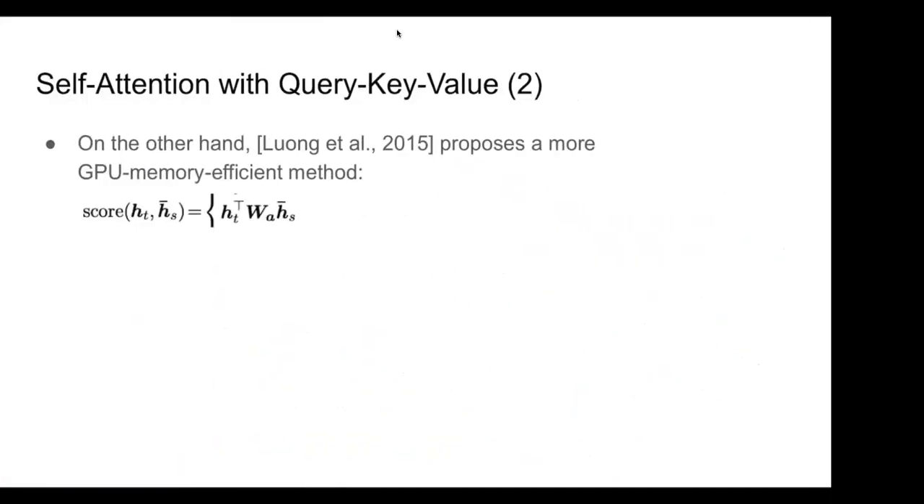Another way to compute the attention was proposed in the same year, by Luong et al. It's a more GPU efficient method. If you try to compute the same score between HT and HS, instead of doing the additive attention, you use the multiplicative attention, which is just multiplying HS by WA and then multiplying this by HT transposed. The good thing about this is that when you compute the score between, let's say, H and H, it becomes very simple: H transpose WA H. And of course, you never create any matrix of size T times T times D.